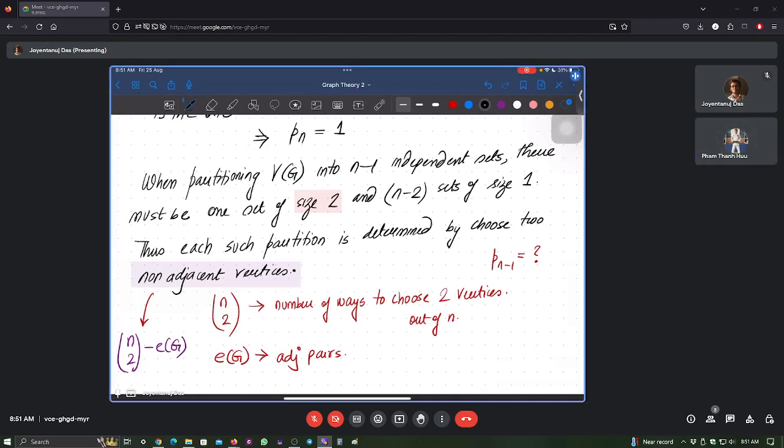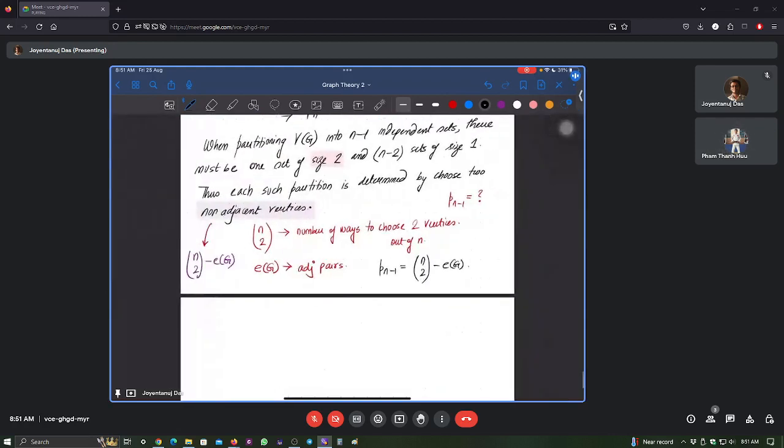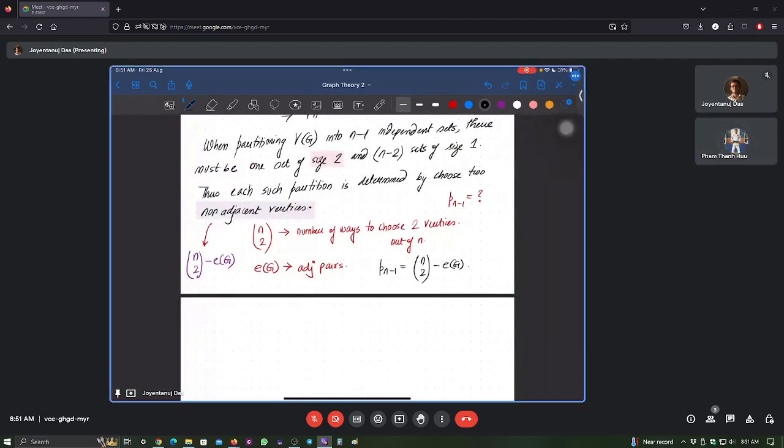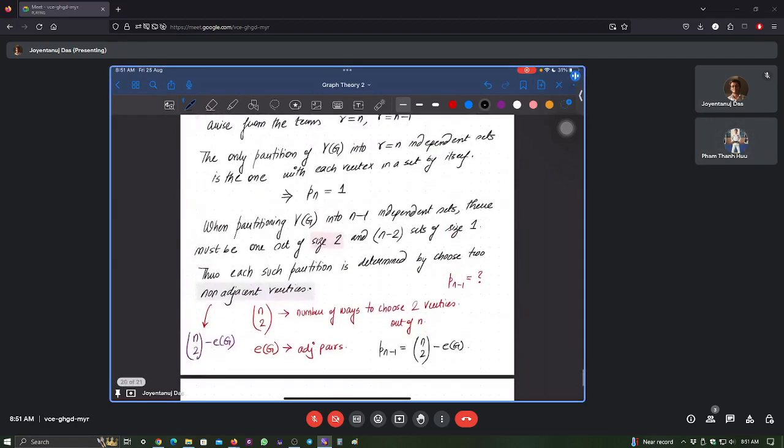So p of n minus one is n choose two minus the number of edges, because once we have chosen these two vertices, the remaining vertices are only singleton sets. Up to this is clear, right? Now we have to find the coefficient of k power n minus one.